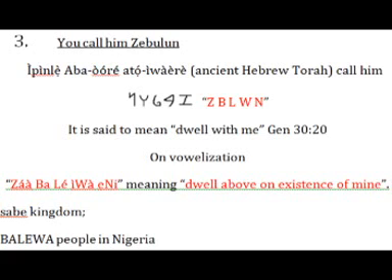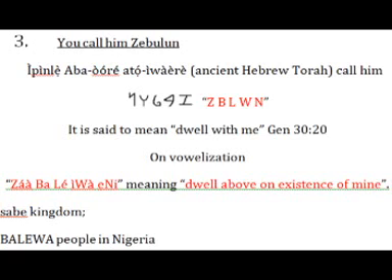So on vowelization, we have Saba Le Iwa Eni, meaning dwell above on existence of mind. That is, come and dwell in the place where I dwell, in my place. Sabale Iwa Eni, dwell above or upon my existence. Now, among the Yorubas and the kingdoms that are close to the Yorubas, the only name that resembles it is the Balewa people in Nigeria.